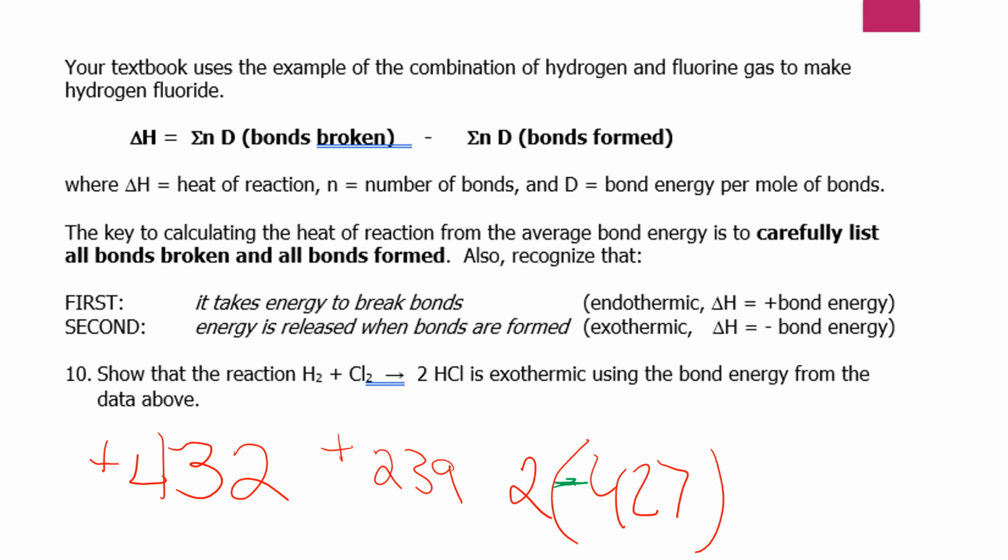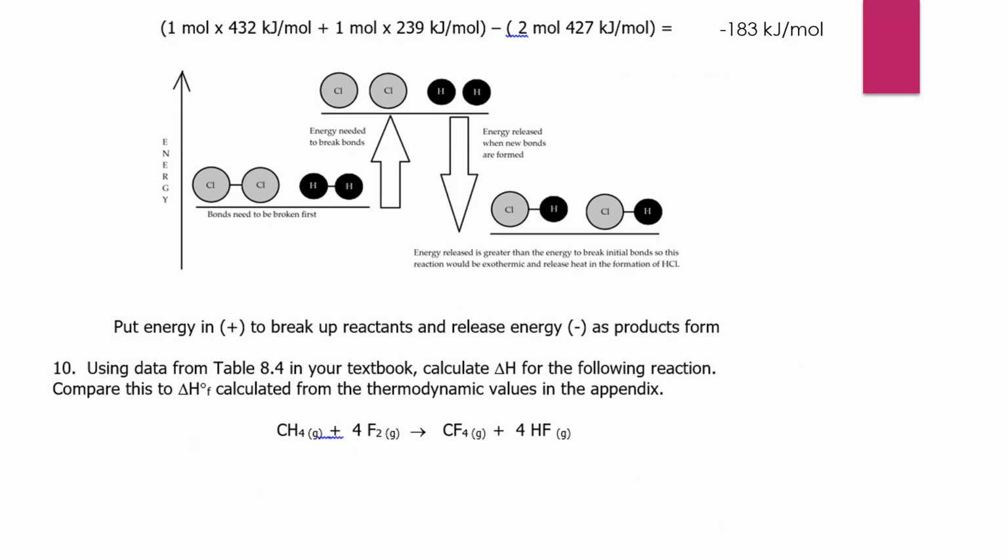Cool? That data table is also found in your textbook in case you need it. It is also found on the internet in about 1 billion different places. So we should get negative 183 when we do that amazing math. These are the same values you gave me, right? You said 432 and 239 and 427.